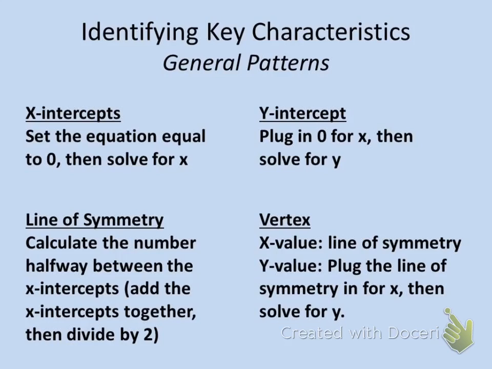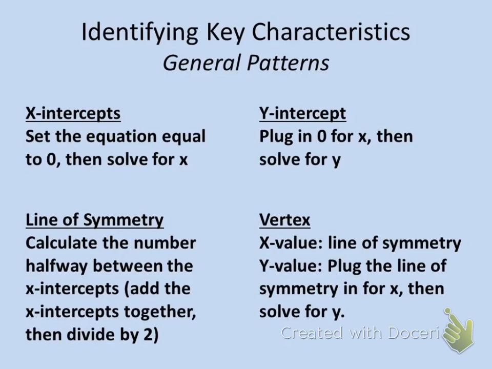There are some general patterns that, if you keep these in mind, will always help you remember how to find all these pieces of information. With the x-intercepts, regardless of what form you're using, the main goal is always to set the equation equal to 0, then solve for x. With the y-intercept, we always want to plug 0 in for x, and then solve for y. With the line of symmetry, that can always be found by calculating the number halfway between the x-intercepts, and we can do that by adding the x-intercepts together and then dividing by 2.